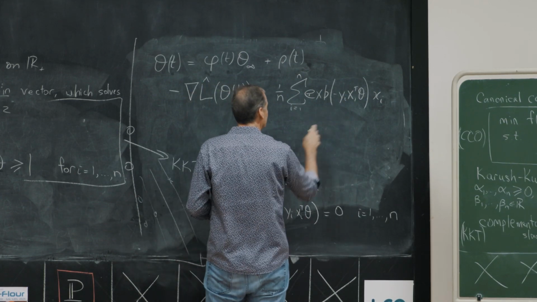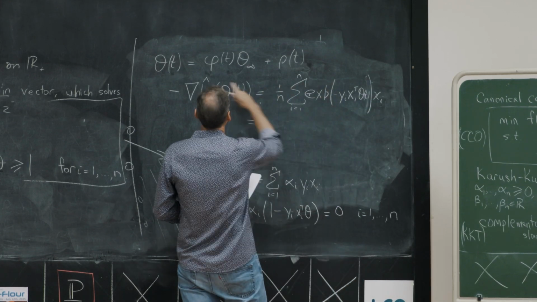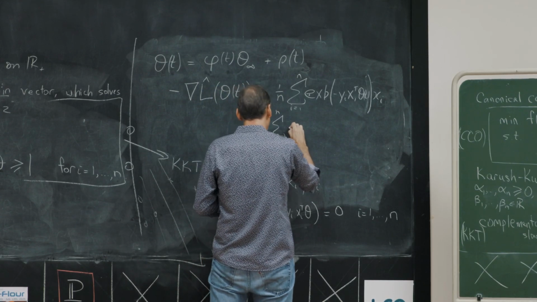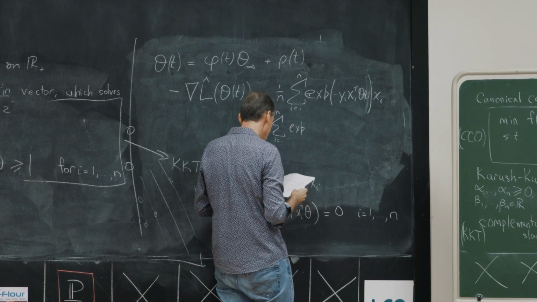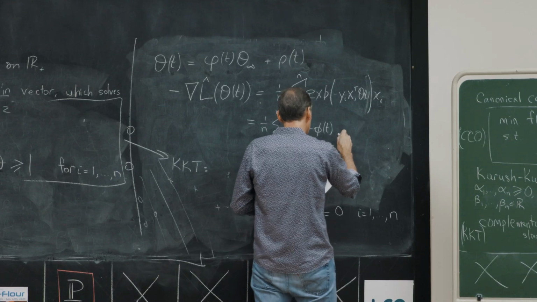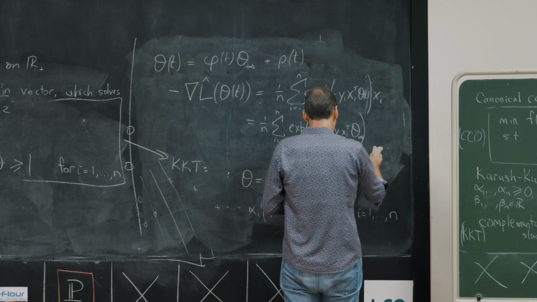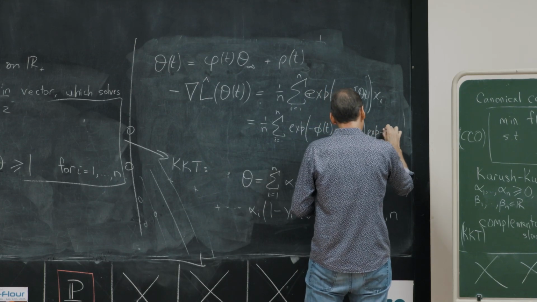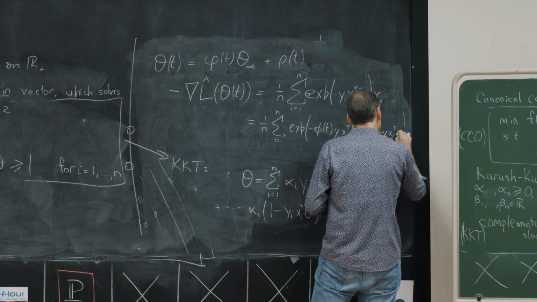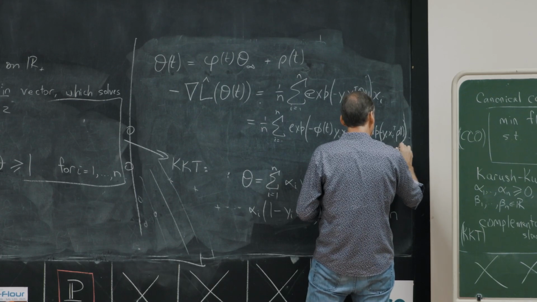And we can plug in that should be a theta of t. If theta of t has this form, then we're getting a sum of an exponential with a couple of pieces, so a product of two terms: e to the minus phi of t times yi xi transpose theta infinity, times an e to the minus yi xi transpose times this residual rho t, times xi.